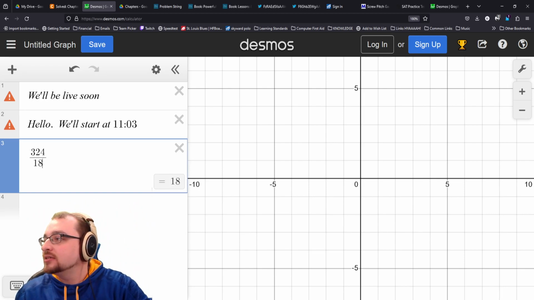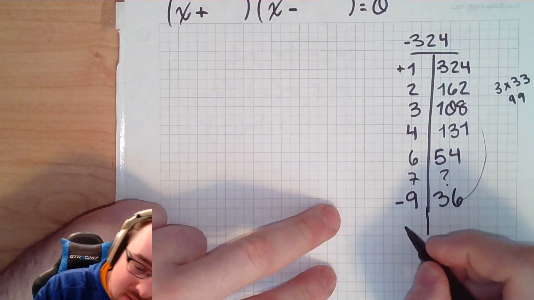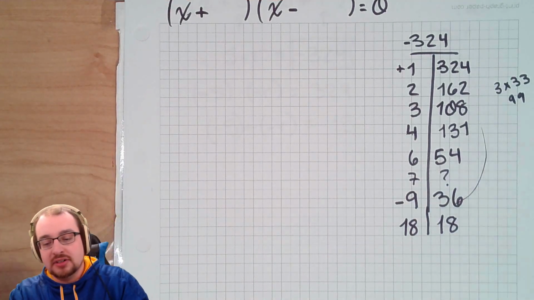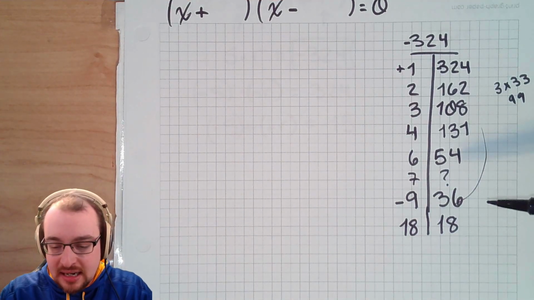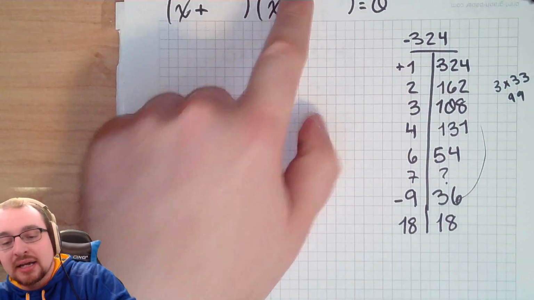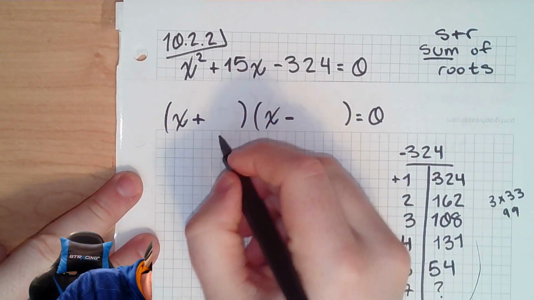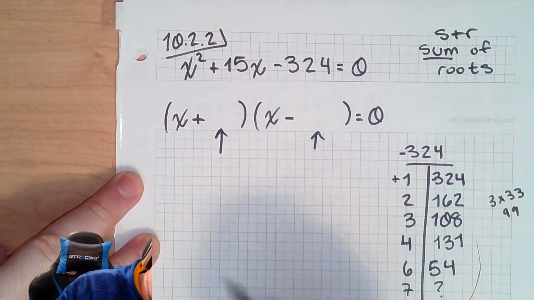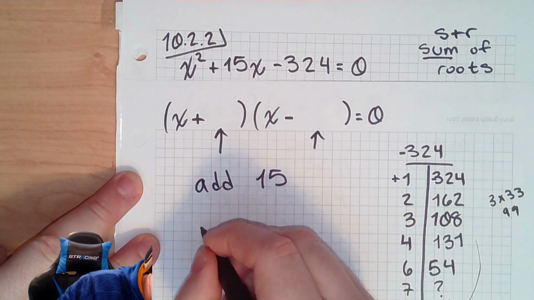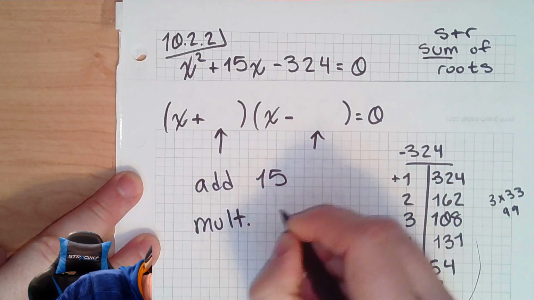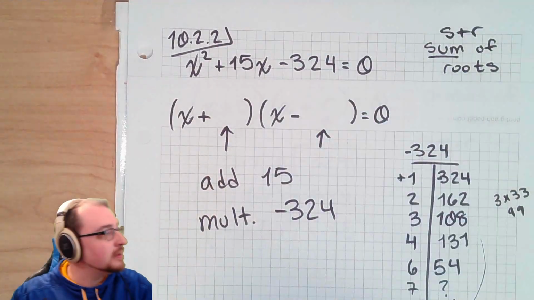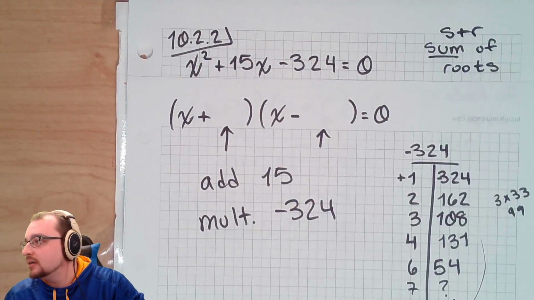So 18 squared is this number. If I double that and have that, I get 18. So there's nothing in between here and here. I'm not seeing any that add to 15 though. So this might be unfactorable, but I do know they'll add up to this. So I know whatever numbers go here are going to add to 15, and they're going to multiply to -324. Right?